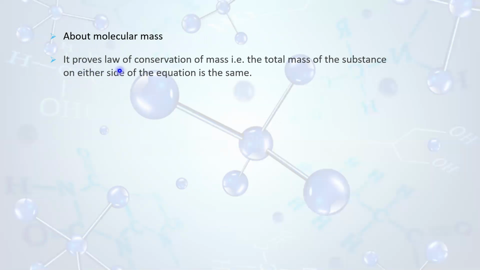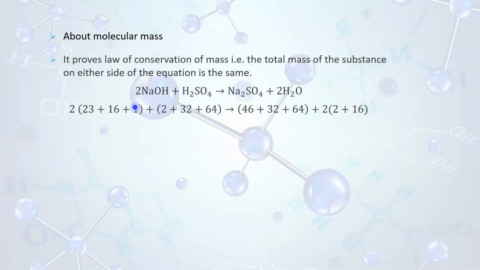Last, it proves the law of conservation of mass. That is, the total mass of the substances on either side of the equation is the same. See the example: sodium hydroxide plus H2SO4 gives Na2SO4 and water. Find out the molecular mass of each substance. 2 NaOH here, so we have to multiply that by 2. What is the atomic mass of sodium? 23 plus the atomic mass of the oxygen atom, 16, and one hydrogen atom is 1.